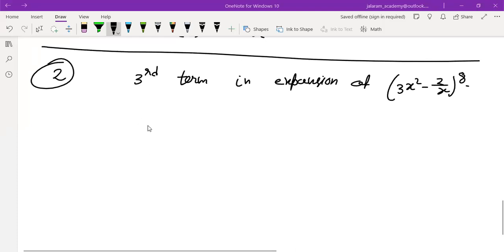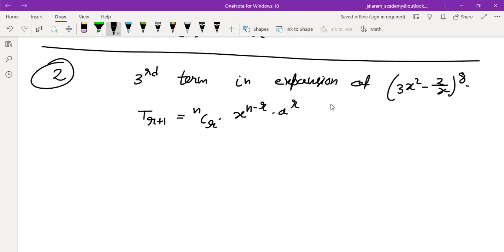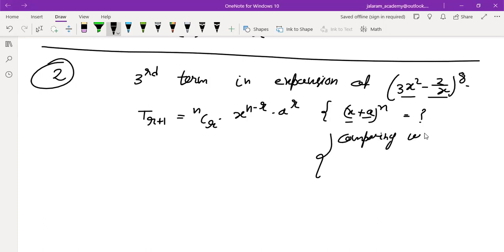Okay, you have to find the third term. This is the r plus 1th term. What is the formula of the r plus 1th term? nCr x to the power n minus r into a to the power r, when we compare the expansion with x plus a whole to the power n. Is that clear to you? So in place of x, it is 3x square. In place of a, it is minus 2 by x, when comparing with x plus a whole to the power n.